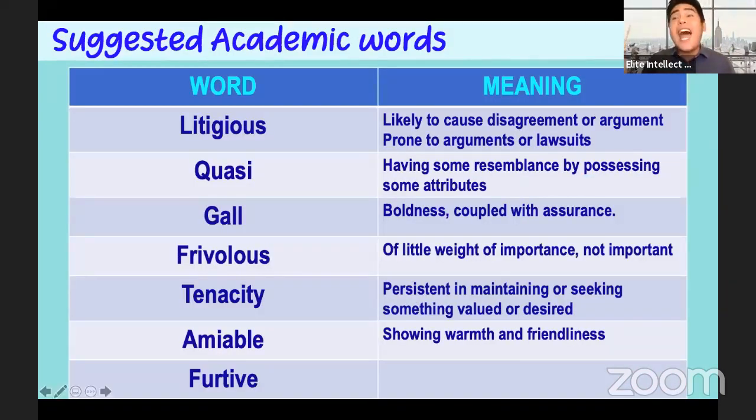Let's take a look at some academic words that you may use. First things first, litigious. Likely to cause disagreement or argument, prone to arguments or lawsuit. What else? Quasi. When you say quasi, it's having some resemblance by possessing some attributes. Well, the way that she acts is quasi to her brother. So she has the attributes of her brother. Gall. Boldness coupled with assurance. So I need to show gall with my IELTS preparation. There you go. Gall, not gallbladder.